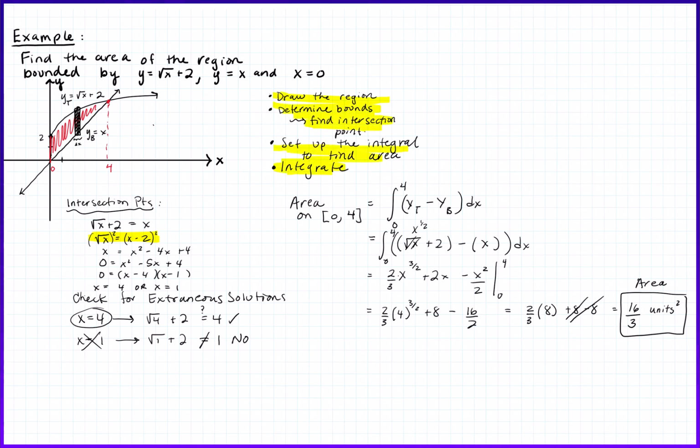We want to draw the region if it's not already given to us, determine the bounds from a to b of the region, meaning sometimes we're going to have to find intersection points if those bounds aren't given, set up the integral to find the area, right? And then actually integrate.